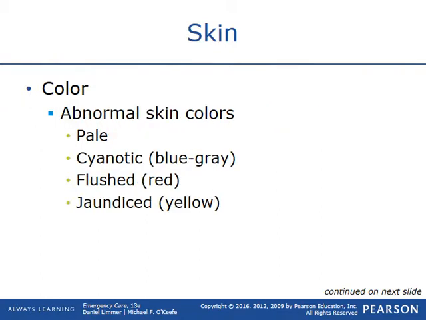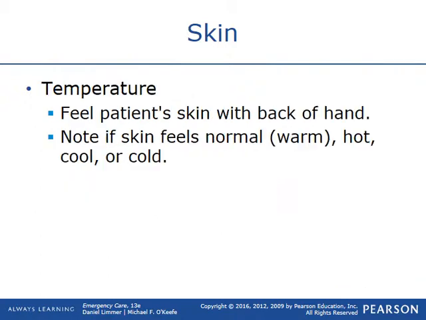Abnormal skin colors are going to be pale, cyanotic or a blue-gray color, flush or a red color, and jaundiced or a yellow color. For temperature, feel the patient's skin with the back of your hand. Note if the skin feels warm, hot, cold, or cool.